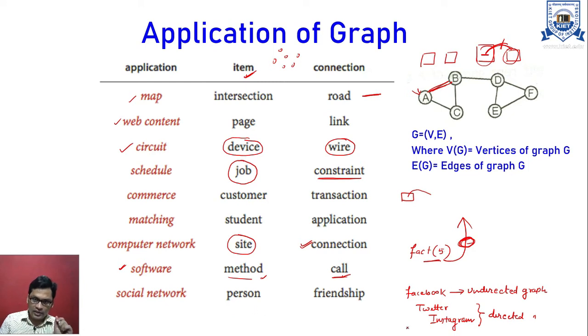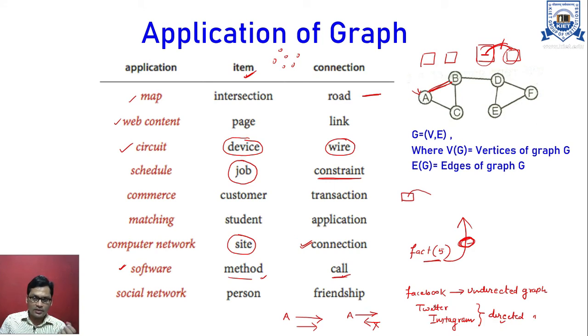And in Twitter and Instagram, a person who is following you does not mean you are also following him. Or if you are following a person, it does not mean that person is also following you. This is not an undirected graph. This is the example of a directed graph, right? And Instagram is also similar to Twitter, right? So remember this one. Twitter and Instagram are examples of directed graphs, and Facebook is the example of an undirected graph.